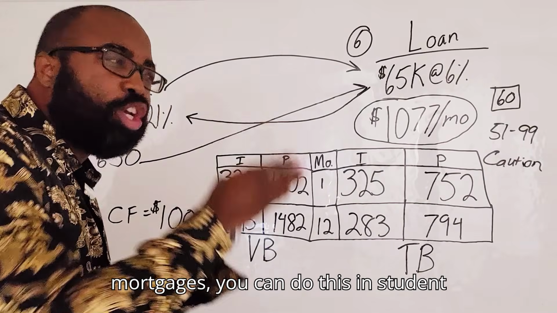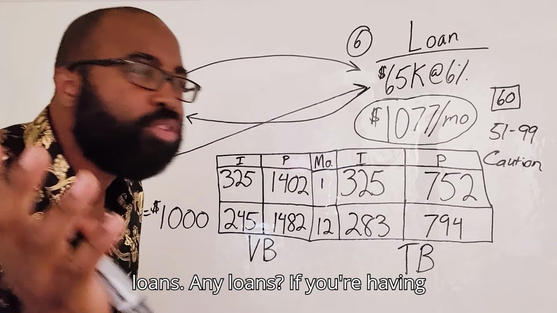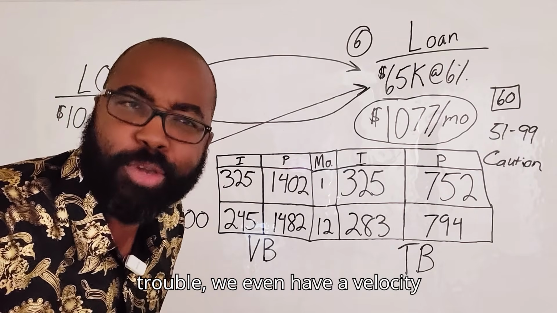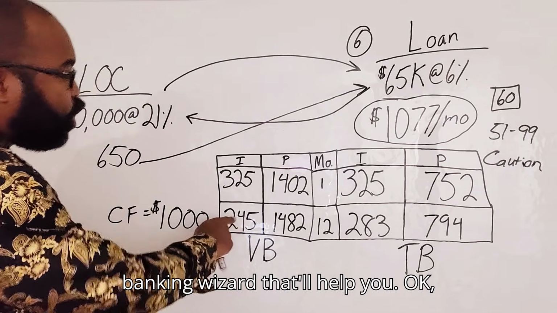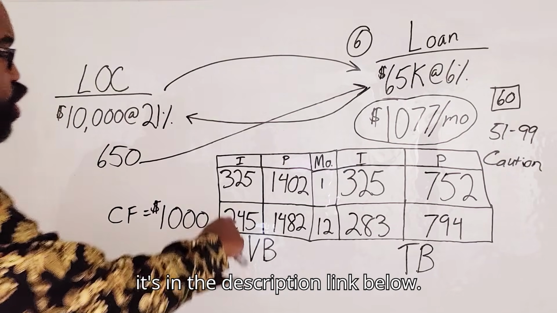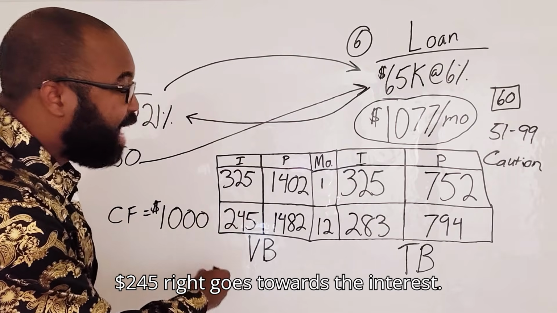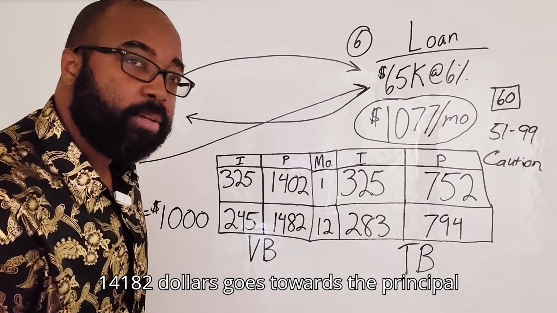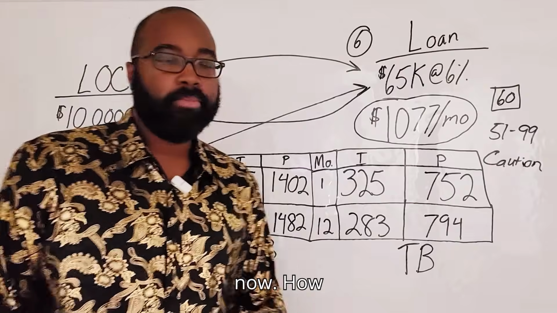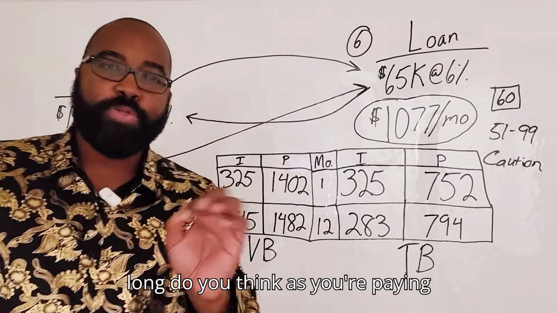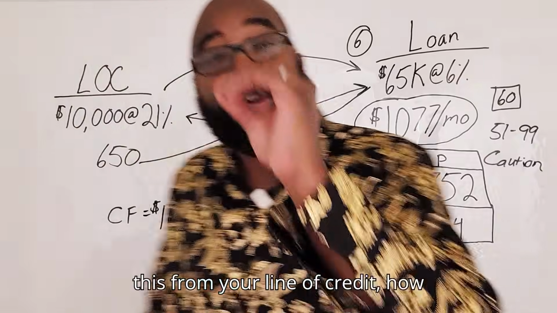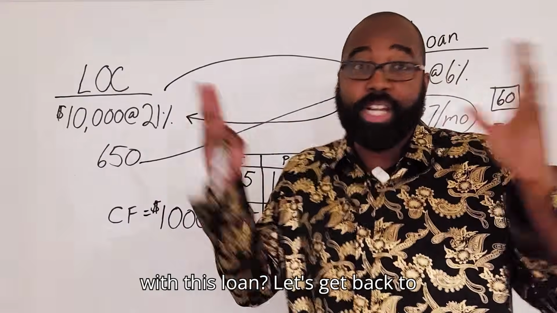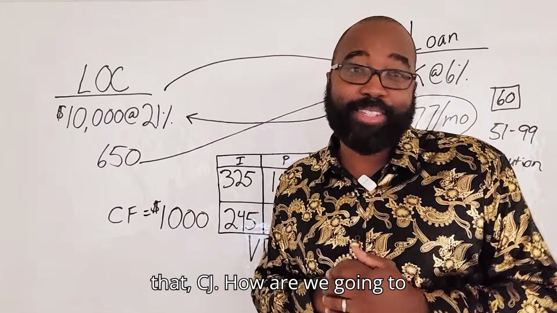And remember, you can do this in mortgages, you can do this in student loans, any loans if you're having trouble. We even have a velocity banking wizard that'll help you. It's in the description link below. $245 goes towards the interest. This is the 12th month. And $1,482 goes towards the principal. Now, how long do you think, as you're paying this from your line of credit, until you're done with this loan? Let's get back to that.